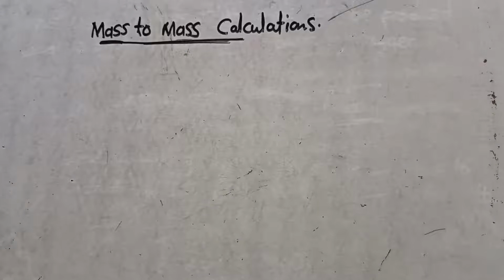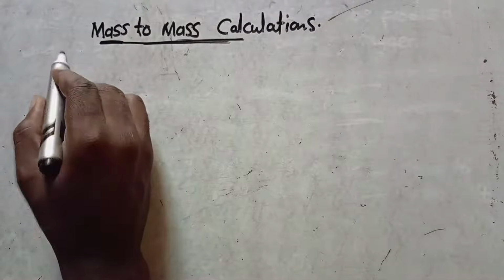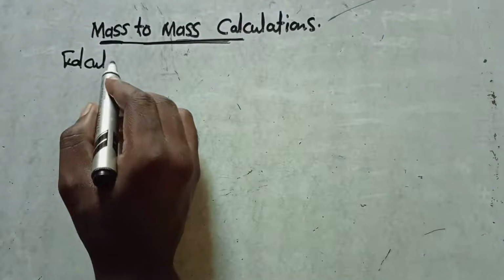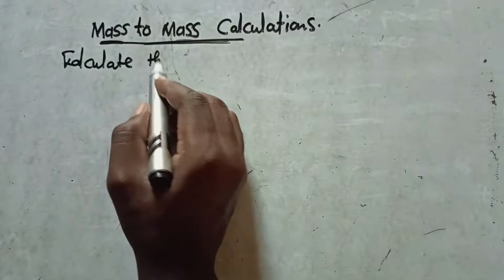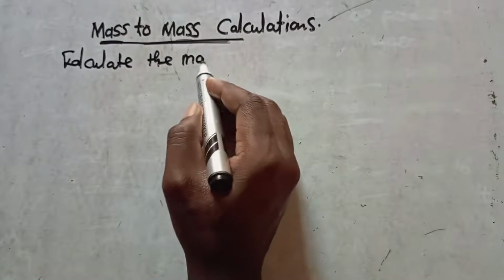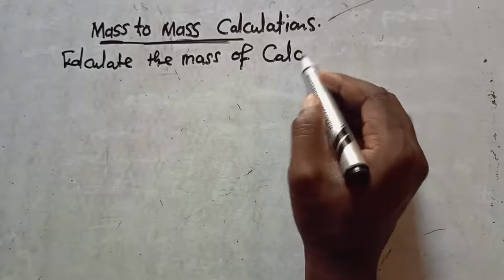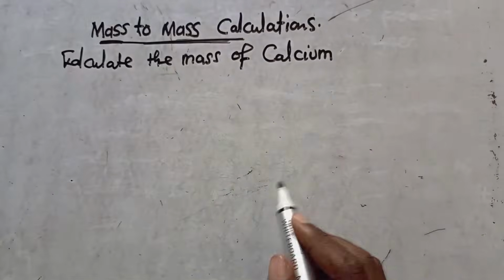So for example, you are given a question to calculate the mass. I want you to be writing. Even as I'm writing, you are writing. That's why I'm moving that slow, so that I also give you a chance to be writing.